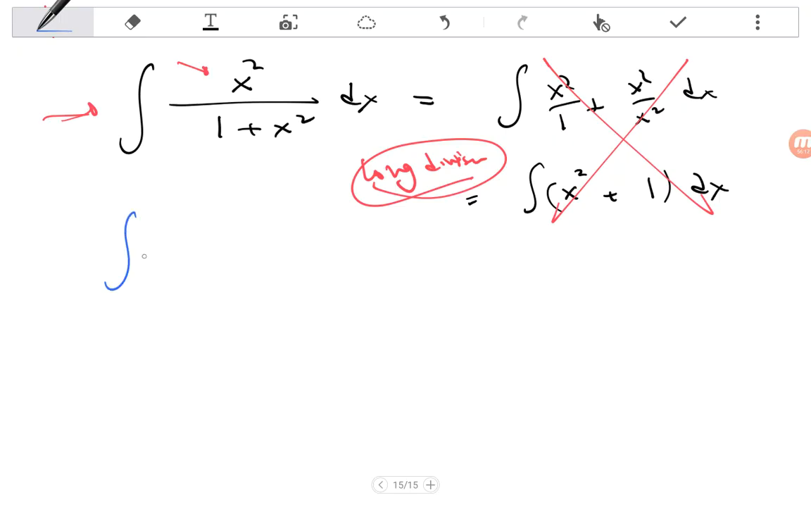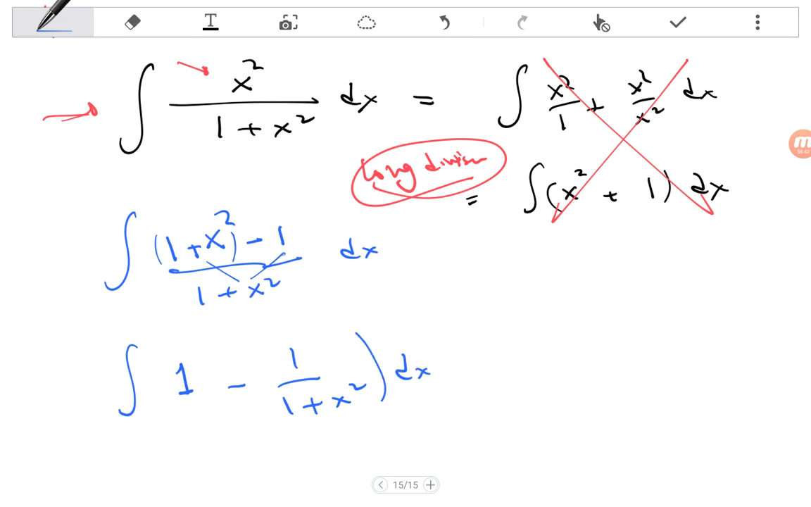Look, what will I do? What if I add 1 and subtract 1 and treat that as a bracket? Okay. Now I can distribute this like this. So I will have 1 plus x squared over 1 plus x squared, which will give me 1, minus 1 over 1 plus x squared. Now look at this expression. Yes, this will be x. What about this? Yes, that is tan inverse. So we have managed to solve the problem.